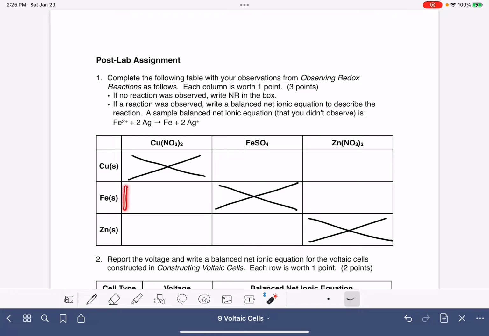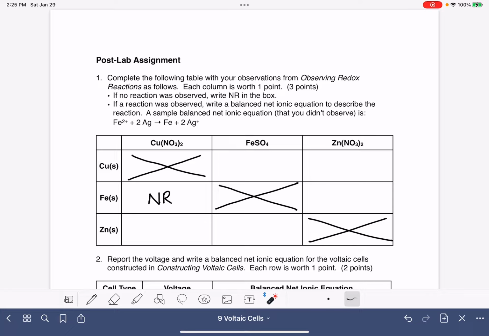In each box, you're going to record whether or not you observed a reaction between the corresponding substances. If no reaction was observed, then you'll just write no reaction and R in the box. And again, I don't know if this is correct or not. I'm just doing that as an example. If you do observe a reaction, you are going to write a balanced net ionic equation in the box to describe that reaction. And here's an example of a balanced net ionic equation. So if you did observe a reaction between zinc and copper 2 nitrate, you would just simply write the balanced net ionic equation in this box.